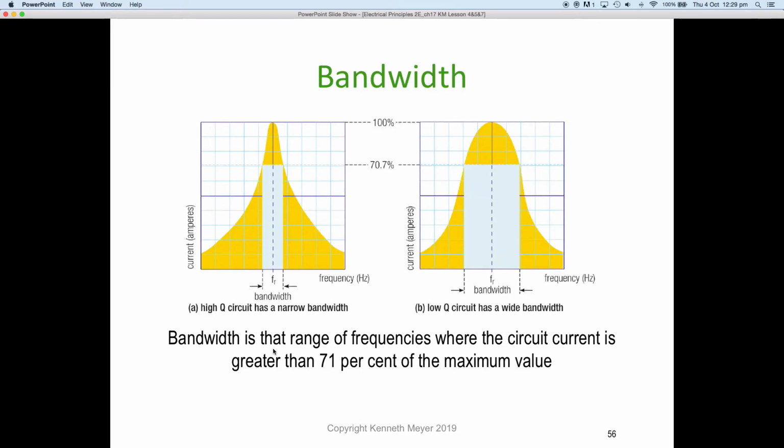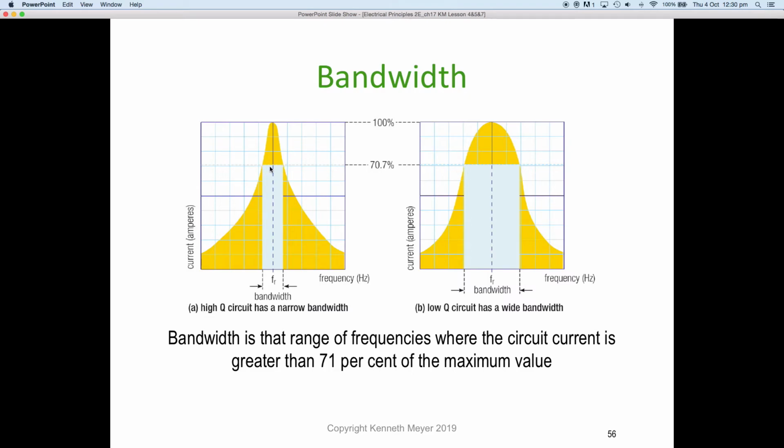So bandwidth, you can see here in A, we have a high Q, which means there must be a high amount of resistance. So the bandwidth in here, or how much the circuit will or will not let through, is very narrow. And the way that is determined is between 70% and 100%. So it's 70.7. Do you remember that number? That's RMS. So at our RMS point is where they measure the bandwidth.